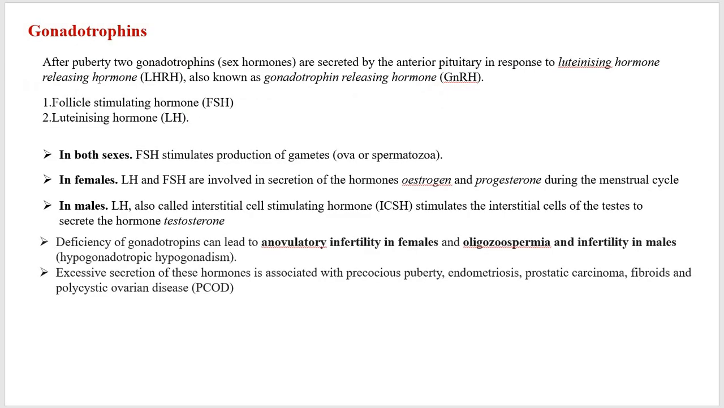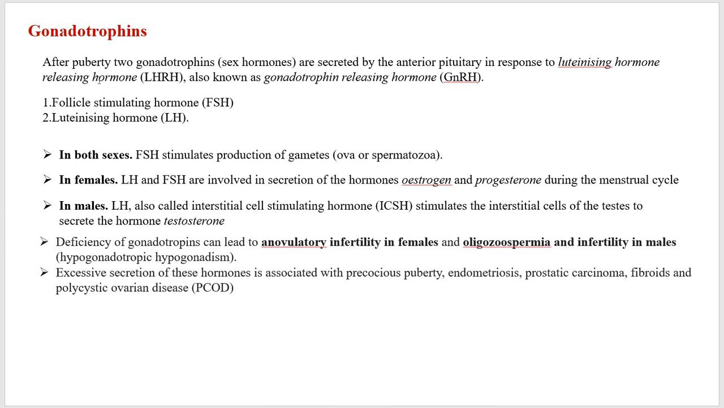Okay, so initially we firstly discussed the growth hormone, then thyroid hormone and insulin hormone. Now we'll move towards the gonadotropins and what are the different gonadal hormones present in the body. Okay, so gonadotropins: after puberty, two gonadotropins, means sex hormones, are secreted by the anterior pituitary in response to gonadotropin releasing hormone, also known as luteinizing hormone releasing hormone.